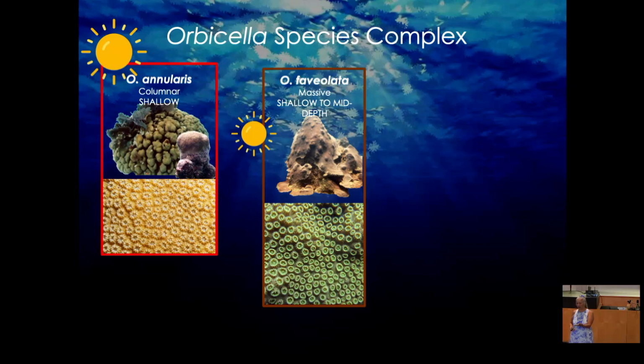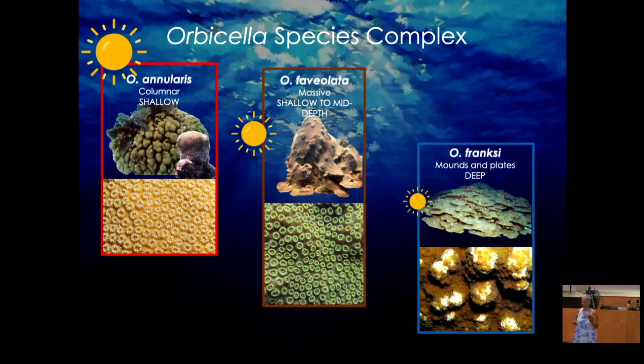So Orbicella annularis is a shallow species, and it needs a lot of sunlight. And faveolata is more of a generalist that you find from shallow to deep, and they can work with different light regimes. And then Orbicella franksi, it's really deep, and you see the colony morphology adjusting to these light needs. And as you see, if you look up close, it's very hard to discern which is which.